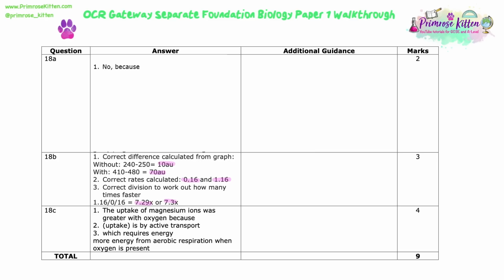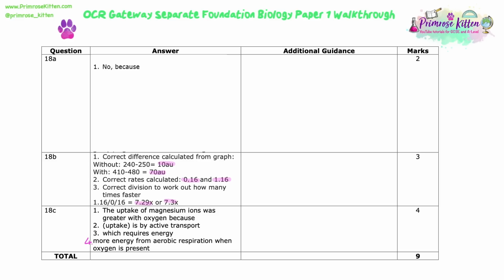And then part C, we need to say, so the uptake of magnesium ions was greater with oxygen because uptake is active by active transport, and that requires energy. And then this is mark 4 here, so more energy from aerobic than anaerobic. And that's the 4 marks. So there's actually lots there.